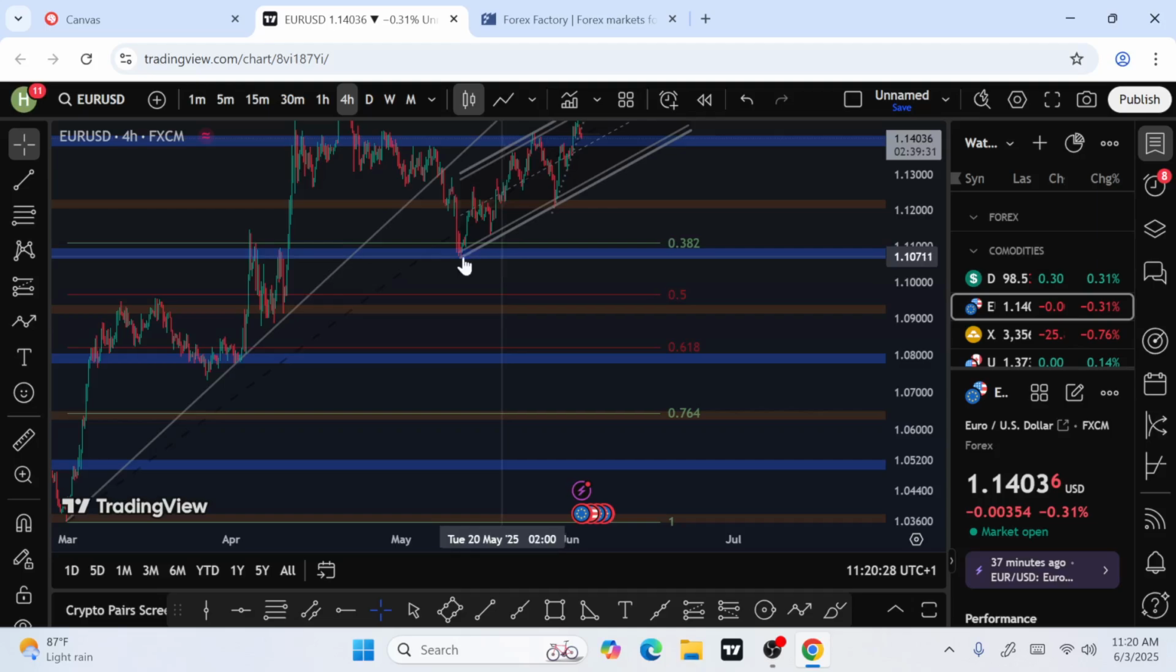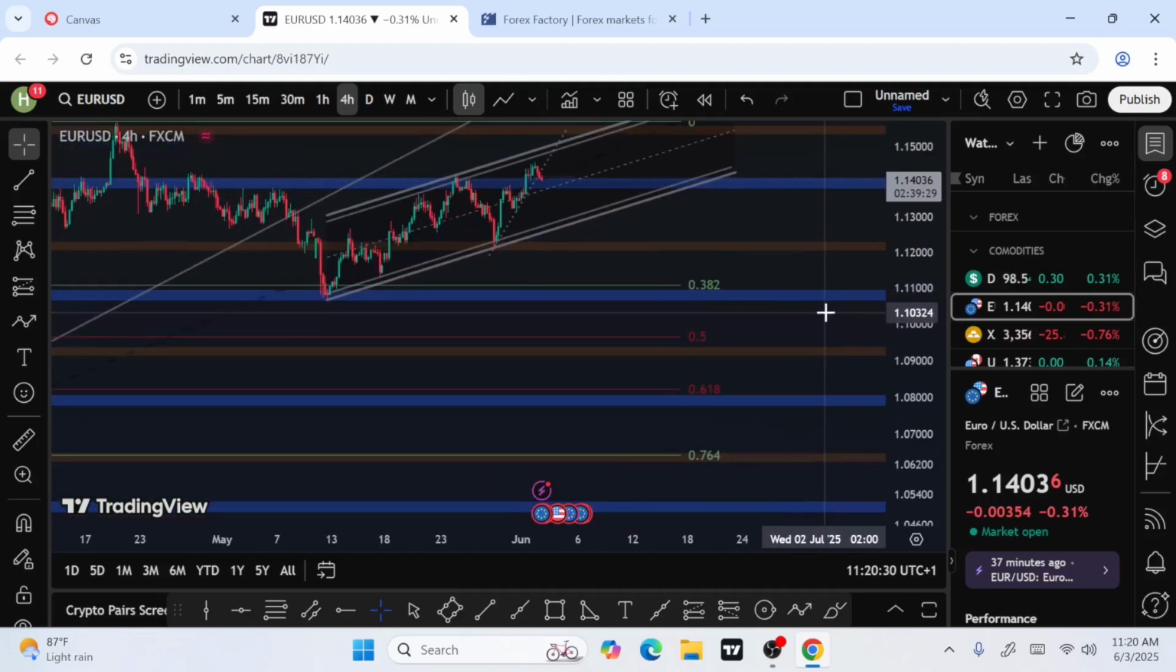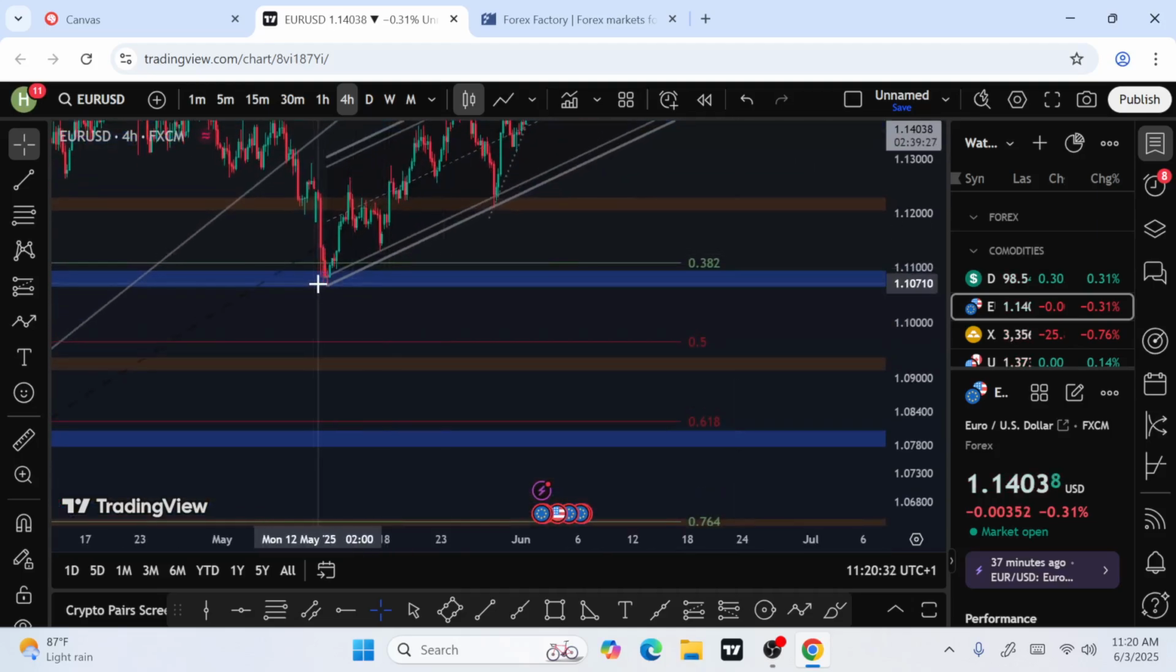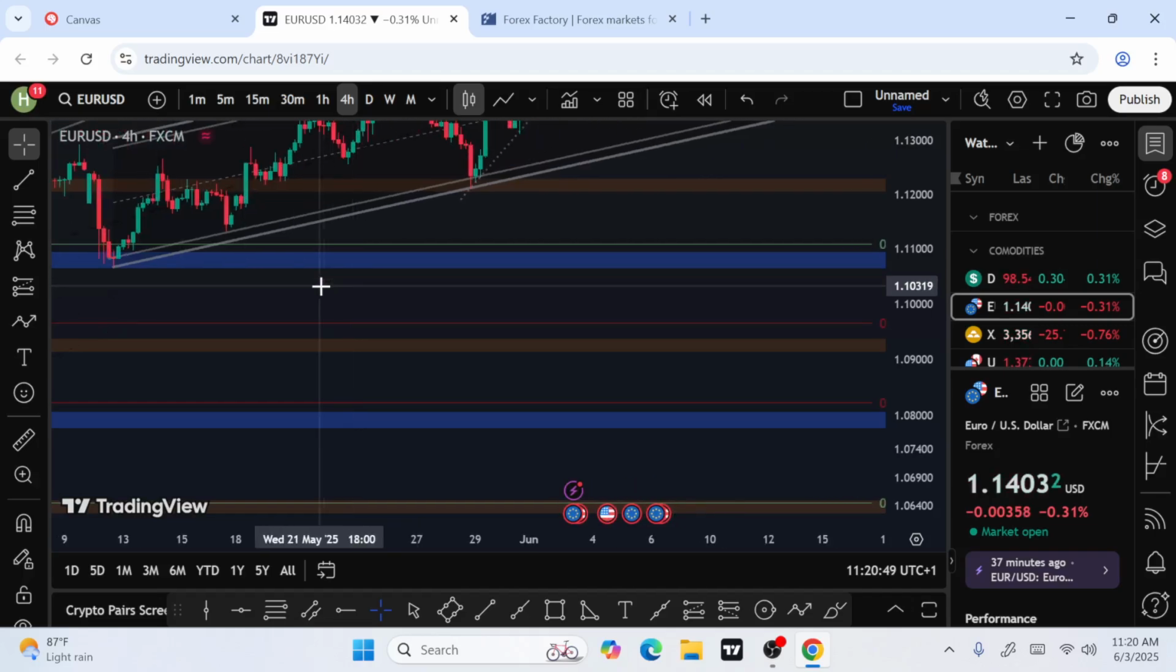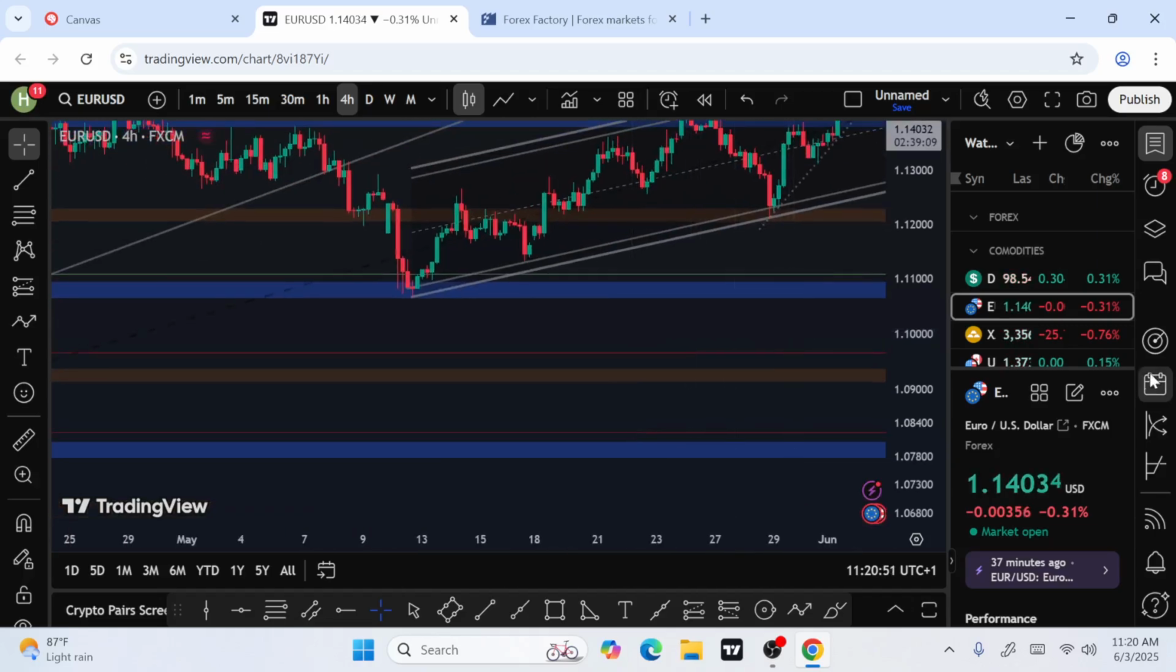Don't forget, this is your major zone. And your third confirmation is that you got a candlestick pattern. What candlestick pattern is this? Morning star. Standard or strong? It's standard. She's correct. It's standard.